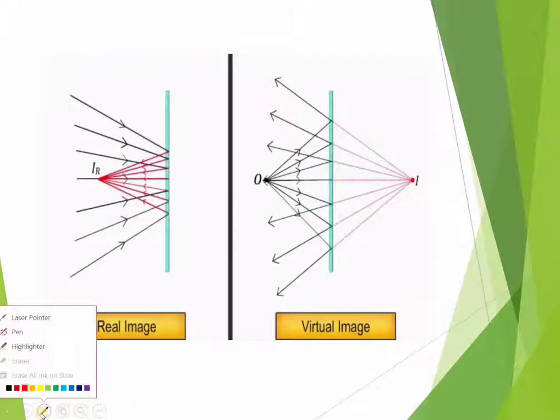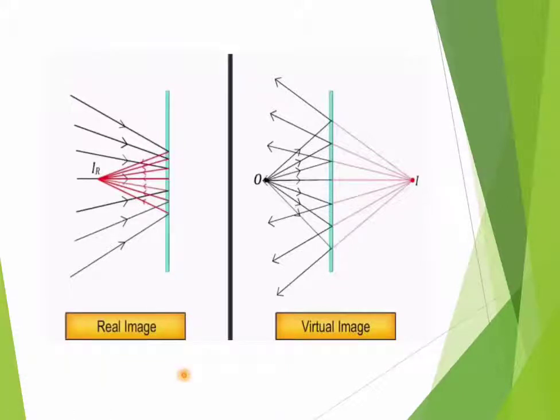Now through a plane mirror, quickly I'll tell you about the real image and the virtual image. A real image is that image which forms at a particular point. A screen can be placed here. However, in case of a virtual image, a screen cannot be placed. Any person watching from this side will feel that the light rays are coming from this particular point. So simply we can say those images which can be projected on the screen are called real images, and those images which cannot be projected on the screen are called virtual images.